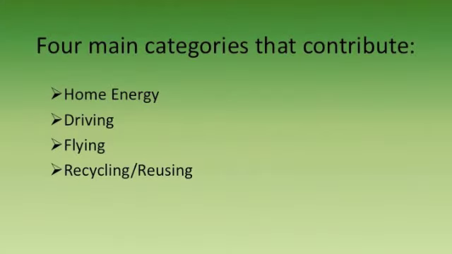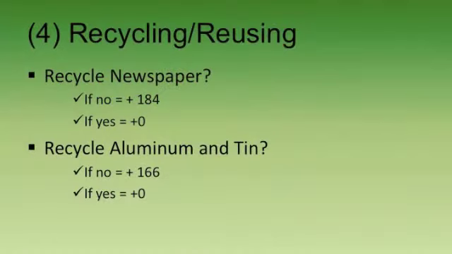Our last category is recycling and reusing. Do you recycle newspaper? If not, add a factor of 184. If yes, add 0. Do you recycle aluminum and tin? If no, add 166. If yes, add 0.